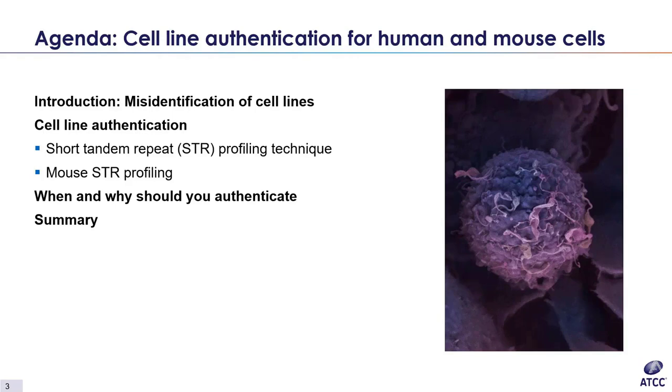Which brings us to the topic of today's presentation, cell line authentication. I'm going to start out by discussing the impact of misidentified cells on basic and clinical research. I will then introduce STR profiling, describing how this powerful technique can be used to authenticate the identity of cell lines. Then I'll pass the talk over to authentication expert and senior biologist Balsam Shawkey. She will focus on ATCC's new STR service for the authentication of mouse cell lines. Balsam will then touch on when and why you should authenticate your cells. After wrapping things up, we'll answer your questions and have a general discussion on cell line authentication.